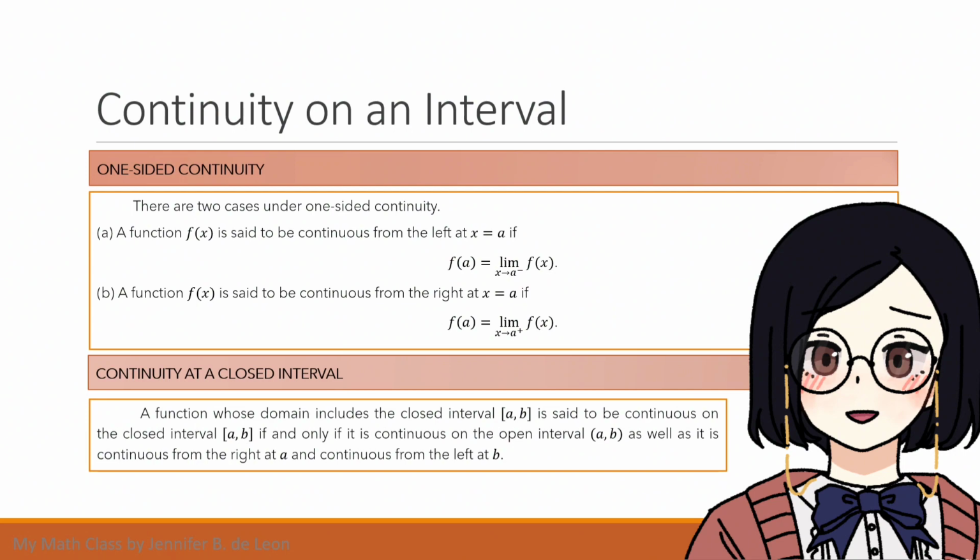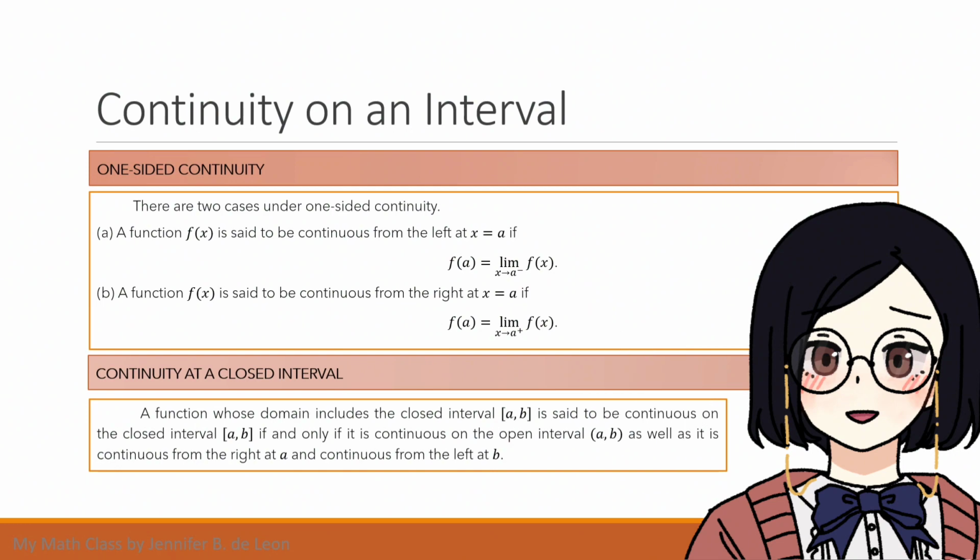First, a function f of x is said to be continuous from the left at x equals a if f of a is equal to the limit of f of x as x approaches a from the left. Whereas the second condition is, a function is said to be continuous from the right at x equals a if f of a is equal to the limit of f of x as x approaches a from the right.